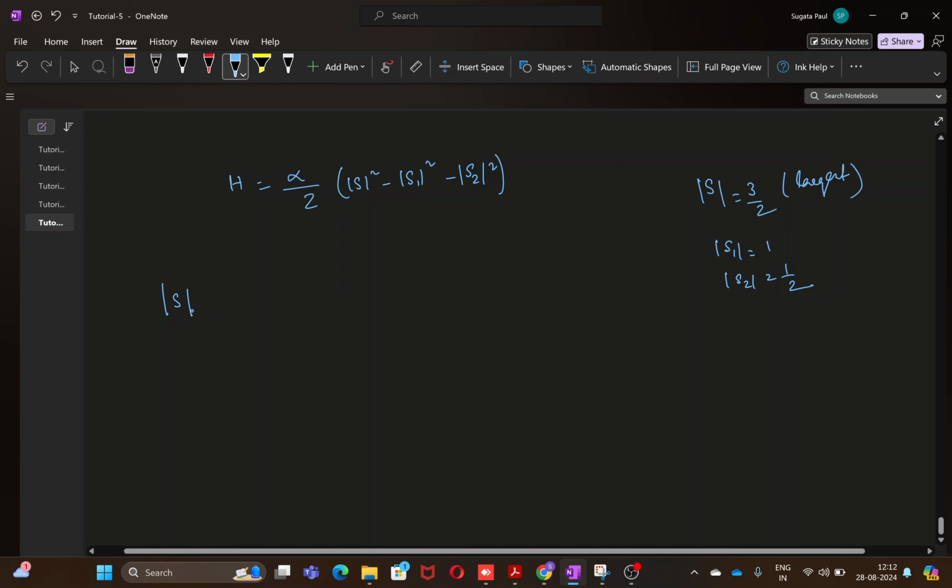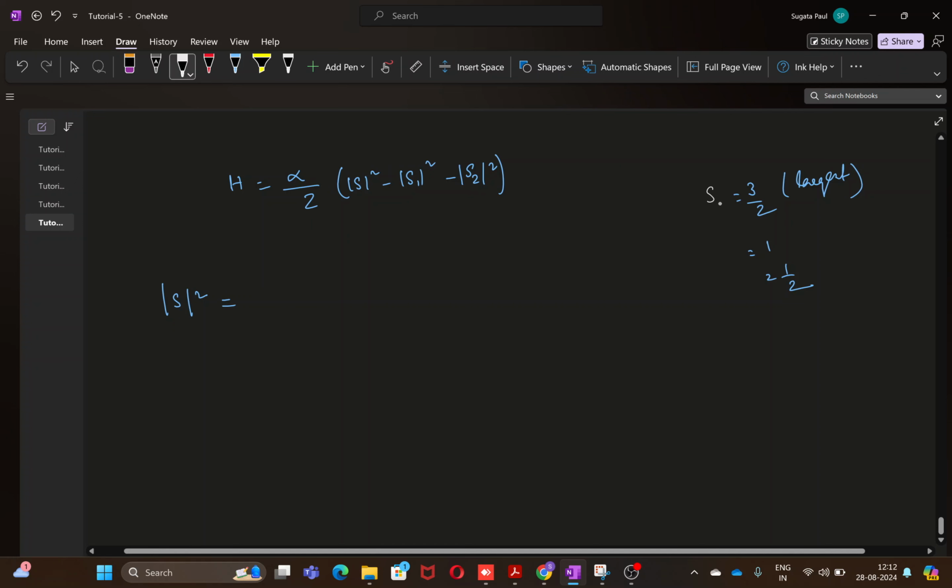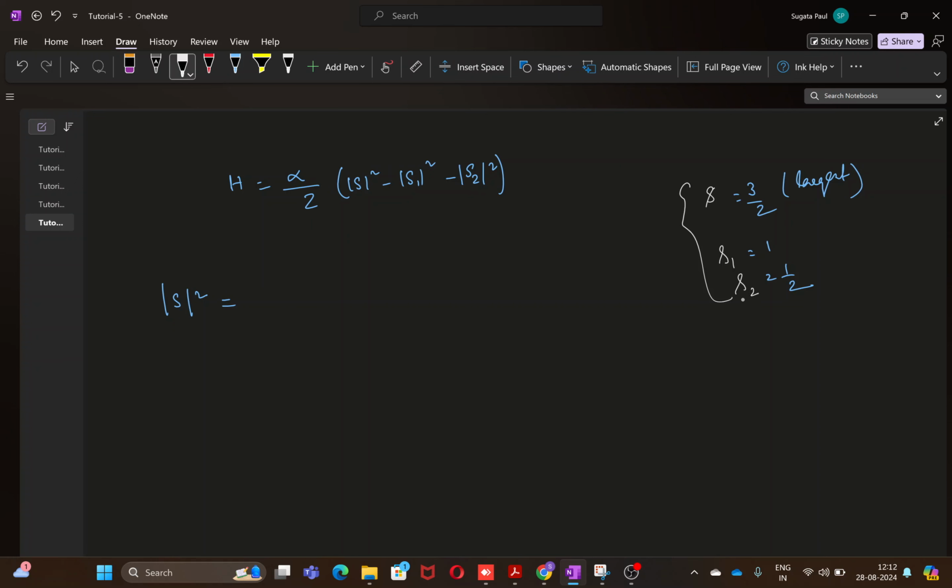Now, if the eigenvalue has to be calculated for S1 mod squared, I think there is some confusion that will happen if you just denote it by S1 mod, S2 mod, etc. Because actually they are the Z component eigenvalues. That means, let's say, small s is 3 by 2, small s1 is 1, and small s2 is half. So these are the eigenvalues for the Z component of the spin.